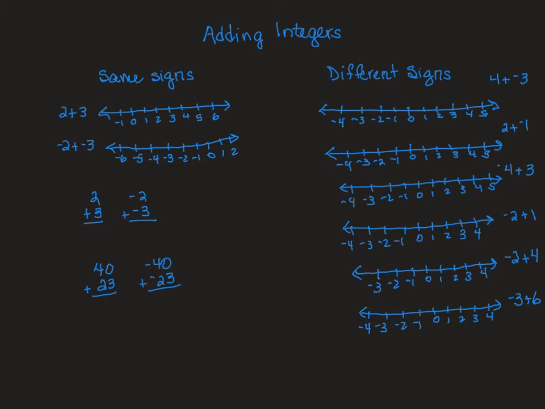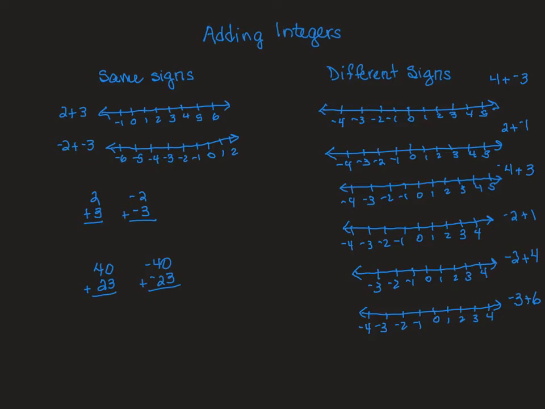Okay, we're going to look at adding integers. There are two situations in adding integers. I can add integers that have the same sign, so they're either both positive or both negative, or I could add numbers that have different signs. I'm adding a positive and a negative. Those are different situations, and there are different things to think about. So let's look at the same signs.